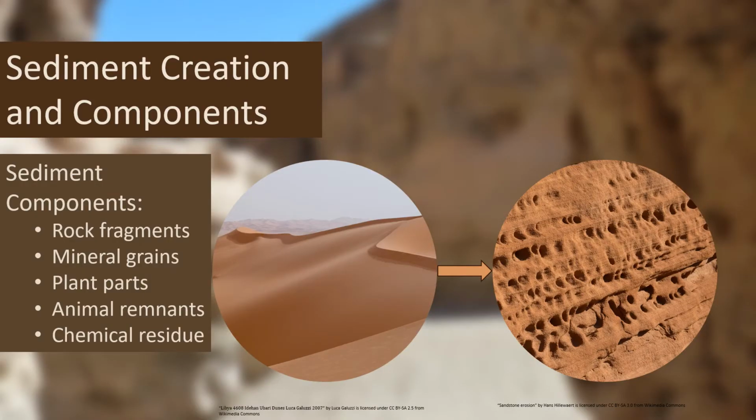Sedimentary rocks are composed of sediments that have been compressed, cemented, or otherwise hardened together into a solid rock. Sediments derive from the weathering and disassembling of pre-existing rocks that can be either igneous, metamorphic, or sedimentary. Within a typical sediment, it is possible to find rock fragments, mineral grains, plant parts, animal remnants, and chemical residues.